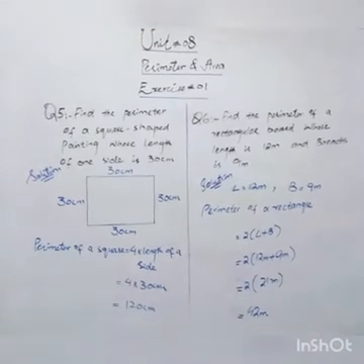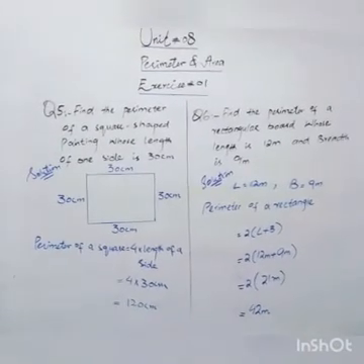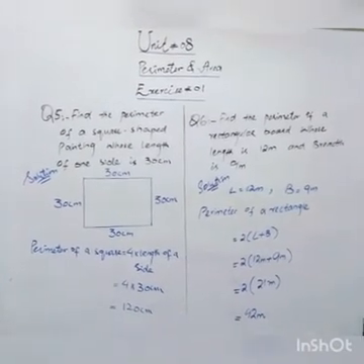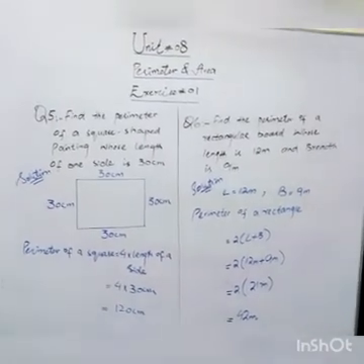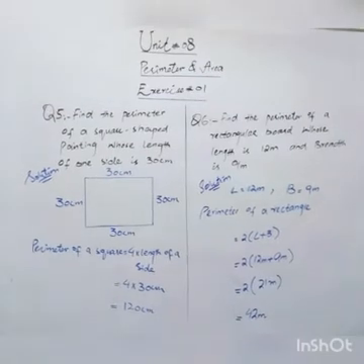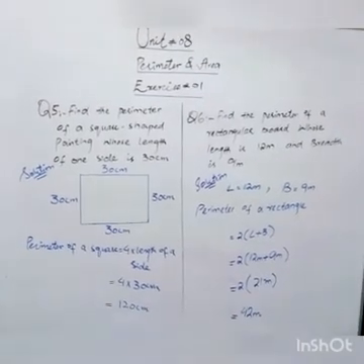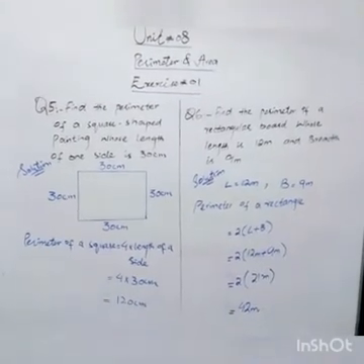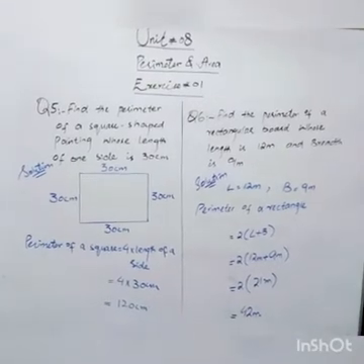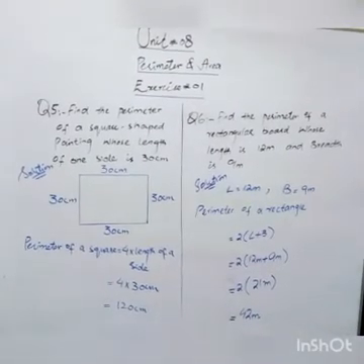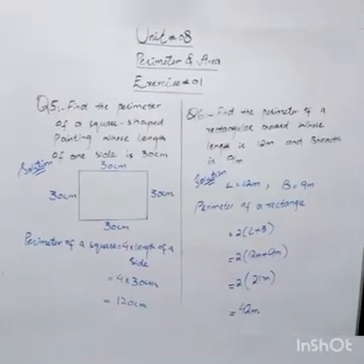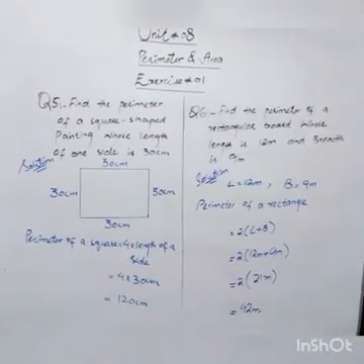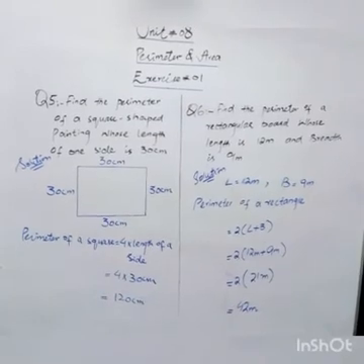Question number 5. Find the perimeter of a square shape painting whose length of one side is 30 centimeter. Here we have a question and the shape is given. We have a square shape painting whose length is 30 centimeter. We know that in a square shape we have 4 sides and all the sides are equal, and the length of one side is given, which is 30 centimeter.